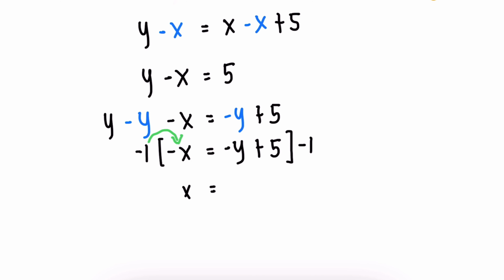Next, on the right side of the equation, distribute negative 1 to negative y plus positive 5. Negative 1 times negative y, that is positive y. And negative 1 times positive 5, that is negative 5. Our equation now is x is equal to y minus 5.